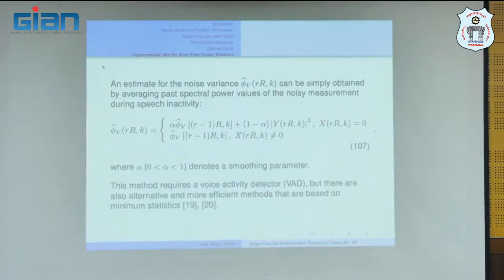Yes, but maybe you have other interferences which are non-stationary. But if it's stationary, it's okay. So you estimate during inactivity. Mm-hmm. Yes.